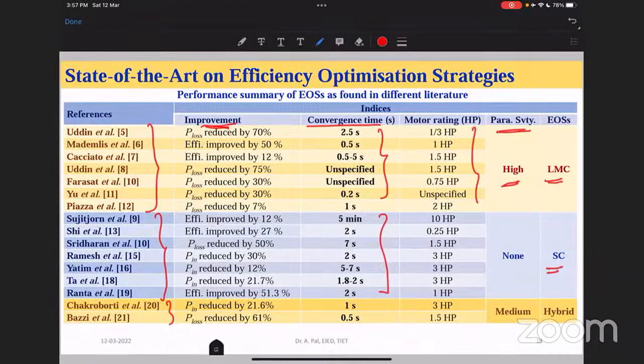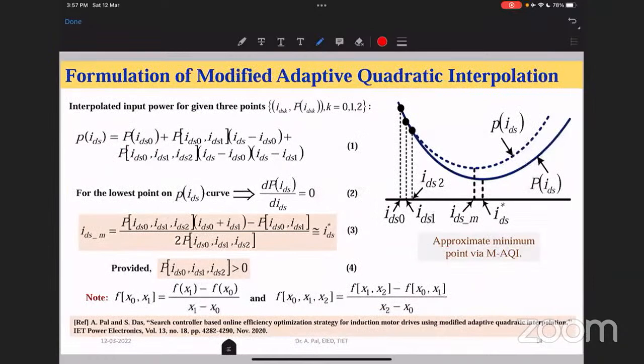drive. So I have considered one algorithm for efficiency improvement purpose, that is adaptive quadratic interpolation. Basically, quadratic interpolation is a very useful and efficient method for solving optimization problems. So here in this figure, we need to minimize this curve. You can see two curves, one dotted curve and one firm curve. The firm curve, let's say, is the actual characteristic of machine losses, or input power. Here I used input power as the function that I try to minimize.